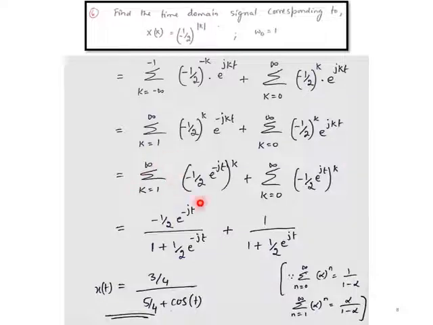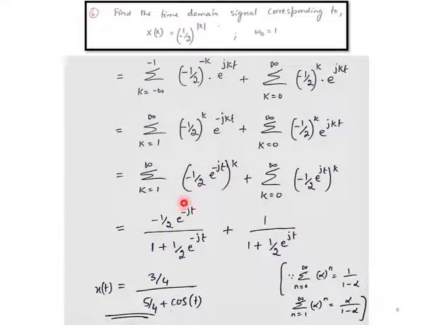So it looks like summation n equal to 1 to infinity alpha to the power n, and summation n equal to 0 to infinity alpha to the power n. With the help of that form, it is alpha by 1 minus alpha for the first, and 1 by 1 minus alpha for the second. Alpha here is minus half e to the power minus jt, so minus minus becomes a plus term. For the second also 1 by 1 minus alpha, alpha is minus half e to the power jt, so minus minus becomes plus half e to the power jt.